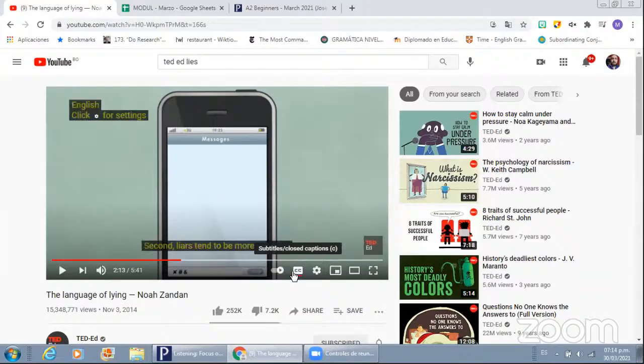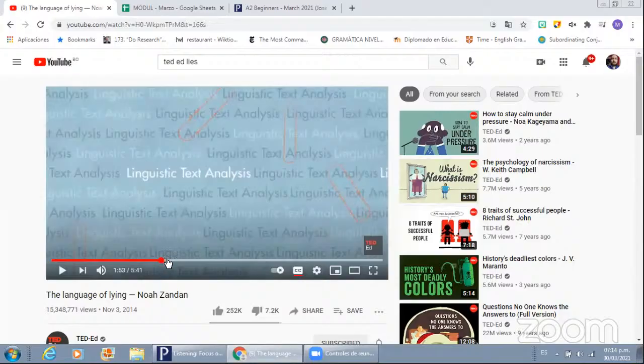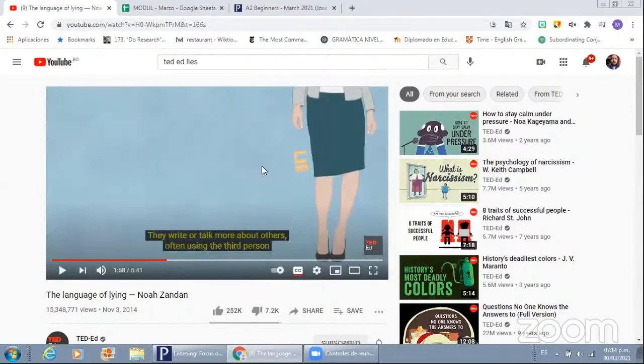Yes, correct. And that's very important. Third person, right? When someone is lying, they don't say I. They don't use first person. A person who is lying tends to use third person sentences because they want to be away from the lie, right? And they give examples. They write or talk more about others, often using the third person to distance and disassociate, right?